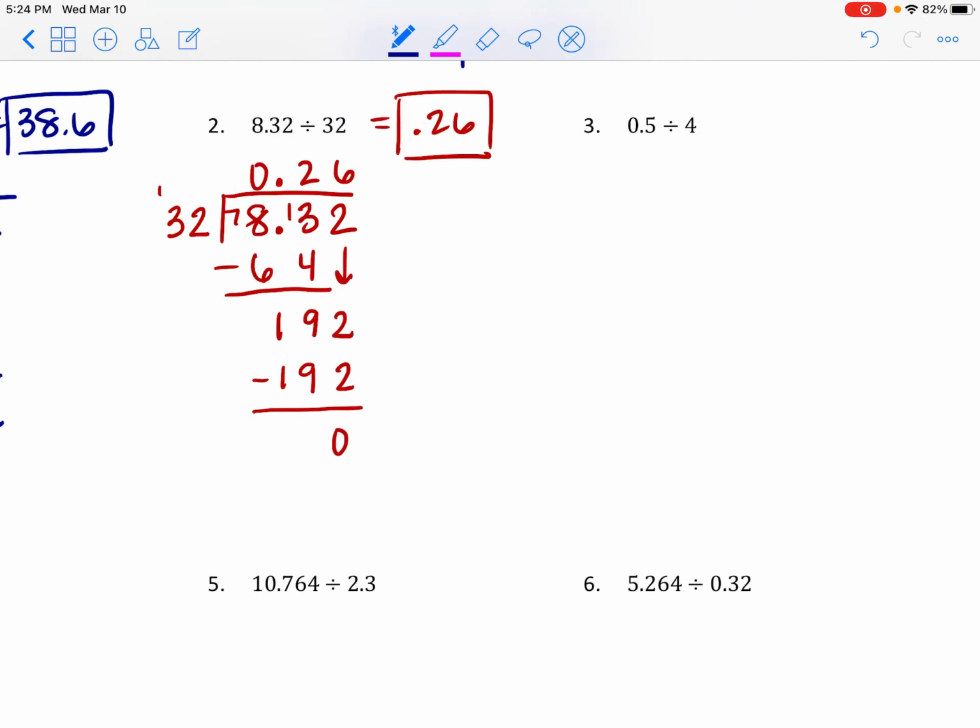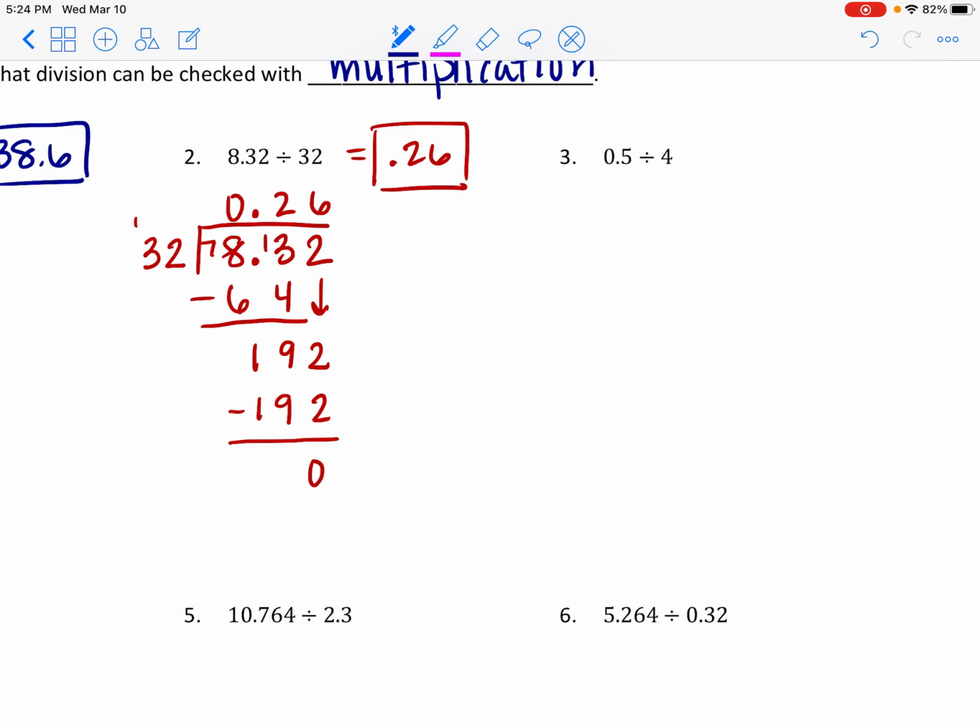Hopefully this is a process we've seen before. We're just reviewing, right? Dusting off the cobwebs. Okay, so 0.5 is going to be divided by 4 this time. So 4 is our divisor, and we're going to be going into 0.5. So our decimal point's going to be here.